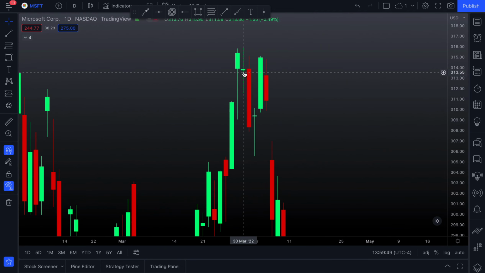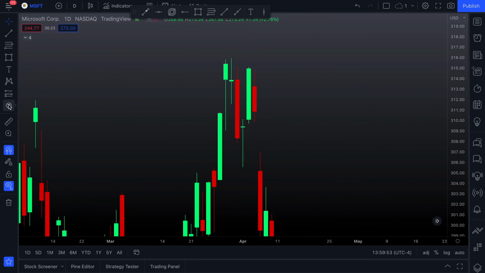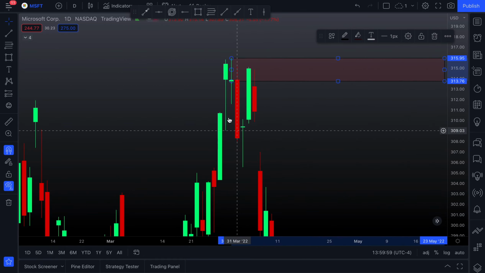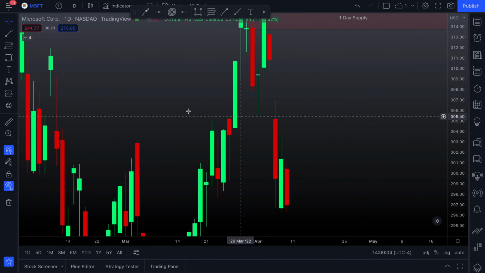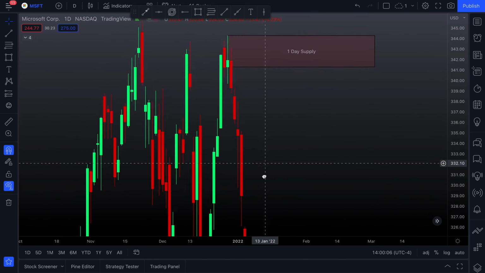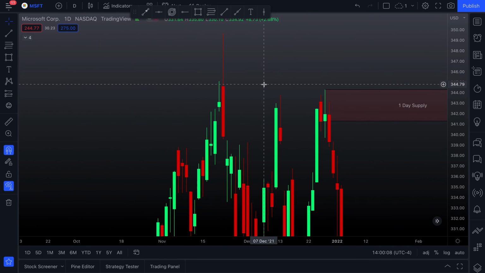Right here, small green body, big red, don't even have to measure it, definitely 2 times bigger. Take our box tool, go from the open of the green basing candle to the high, and draw it out. Look at how many times that rejected. 1 day supply.